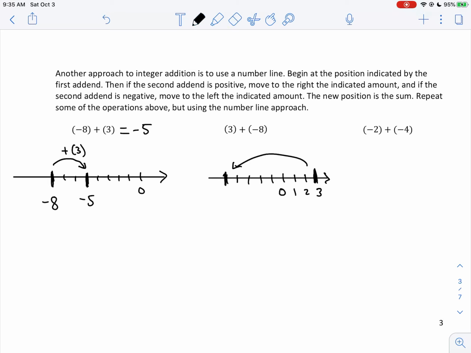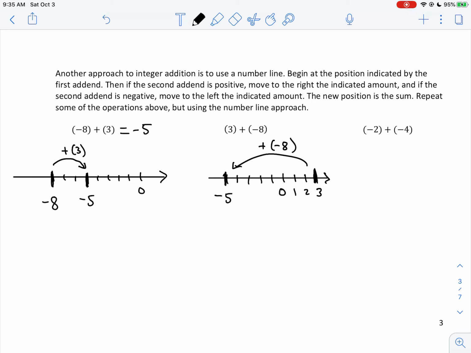And total, we added a -8, so we went left 8. And that takes us to position, and this again is -5 position because it's 5 hash marks to the left of 0. So you can see the number line approach supports the idea that integer addition is still commutative.